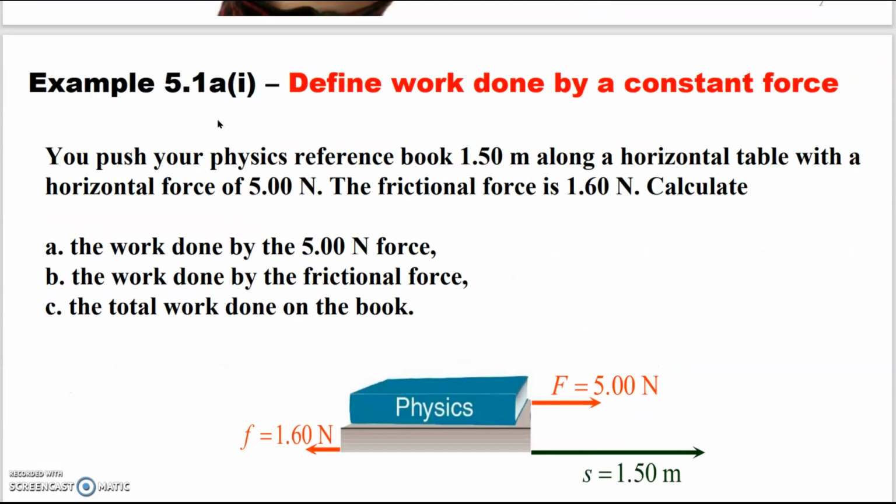Okay, the first question. Example 5.1a, we are going to define work done by a constant force. The question is: you push your physics reference book for 1.5 meter along the horizontal table with a horizontal force of 5 Newton and the frictional force is 1.6 Newton. We are going to calculate A, B and C.